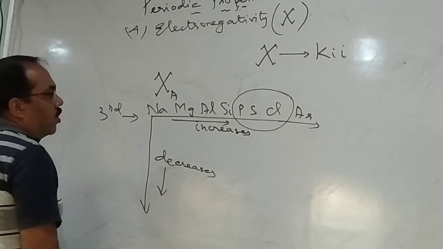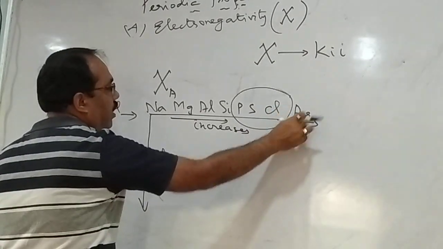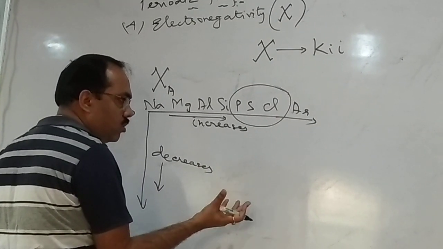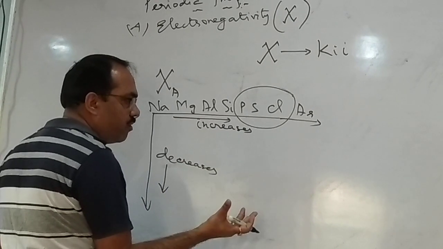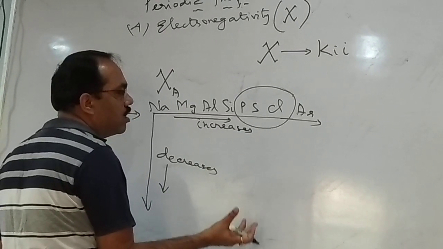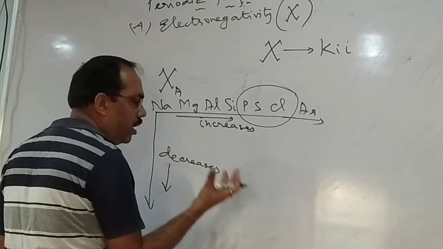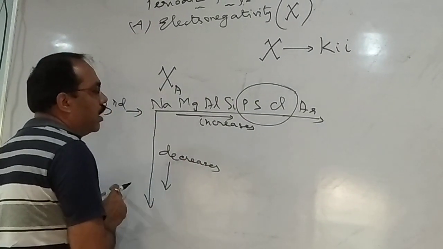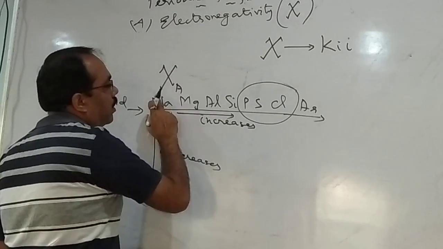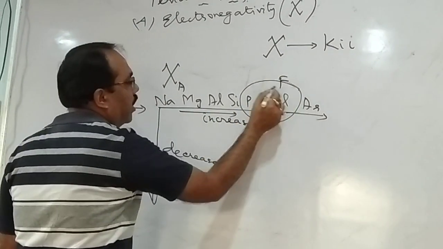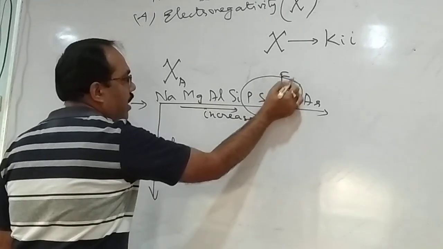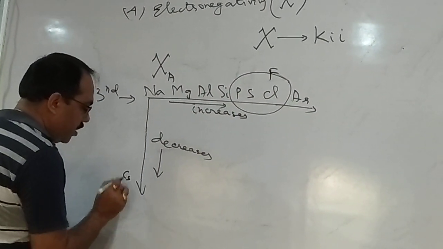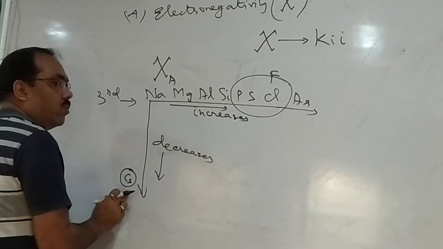The inert gas has zero electronegativity because it does not have any tendency to attract the shared pair of electrons towards itself. Why? Because its outermost shell is fully filled. So in the second period we have fluorine, which has the maximum electronegativity, and cesium has the least electronegativity.